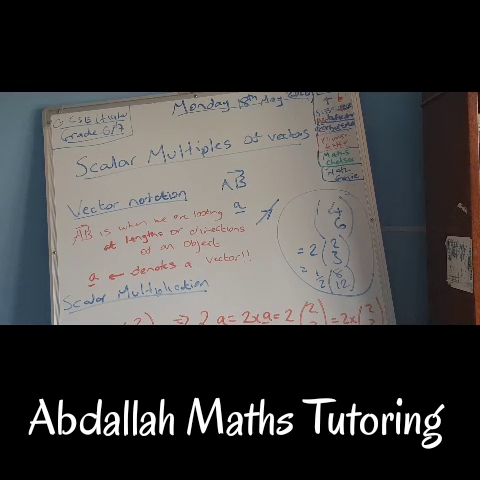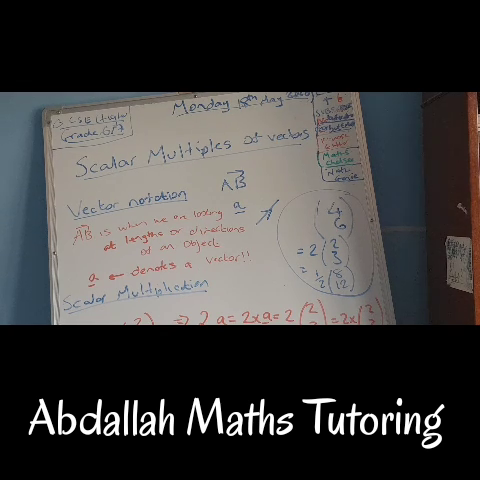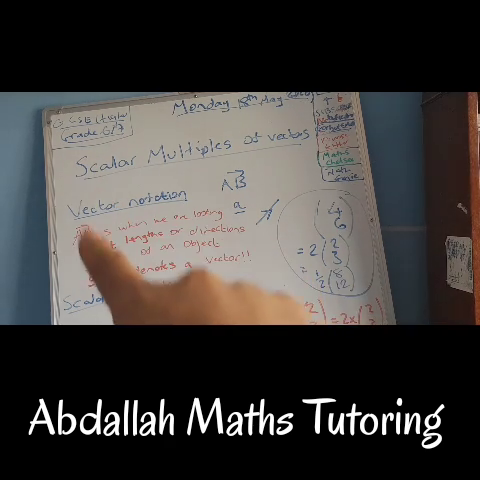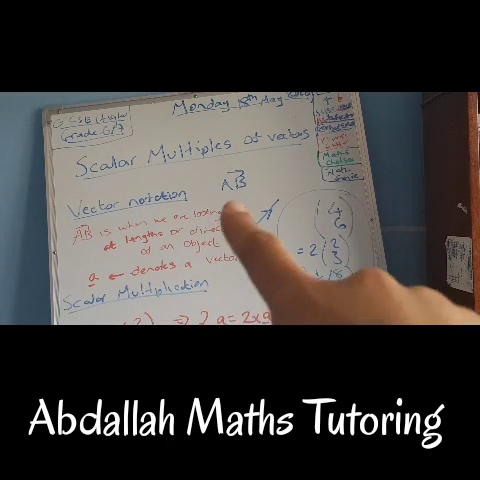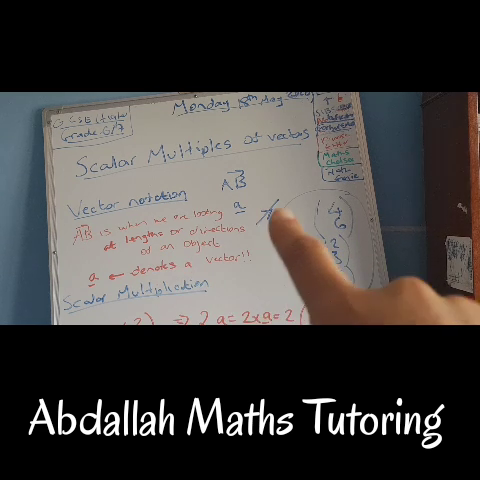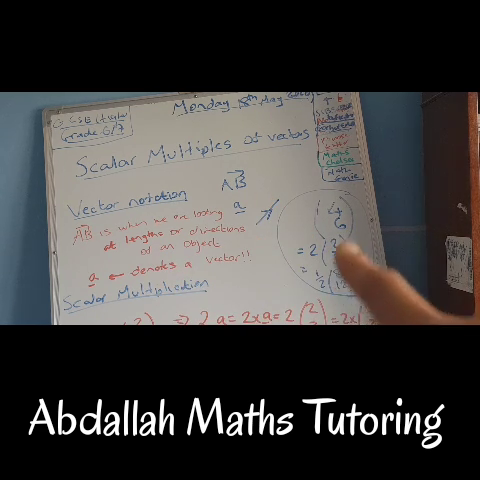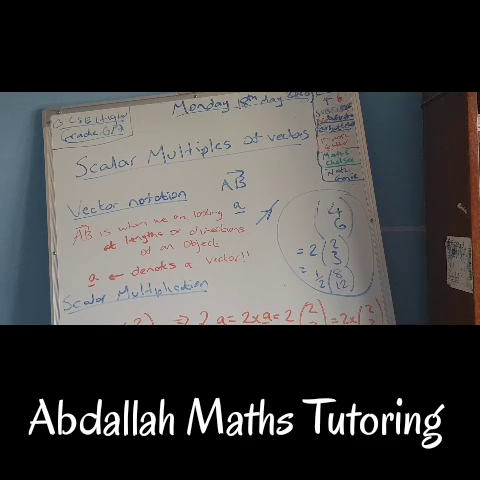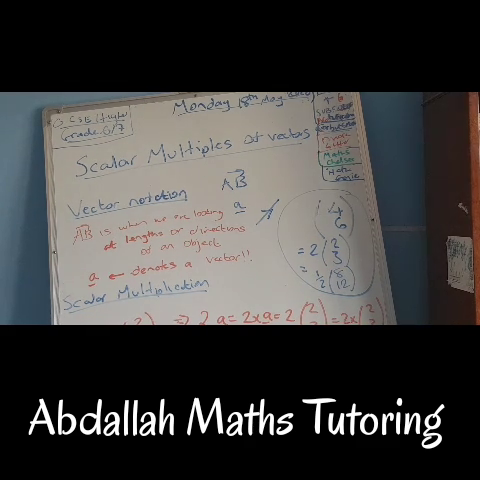Right guys, so scalar multiples. When we look at scalar multiples, we are looking at multiplying a vector by a number. So I can express vectors in these three ways that you can see. A scalar quantity means that a number is multiplied by a vector, something that looks like that. So that's what we will be looking at for today's lesson.